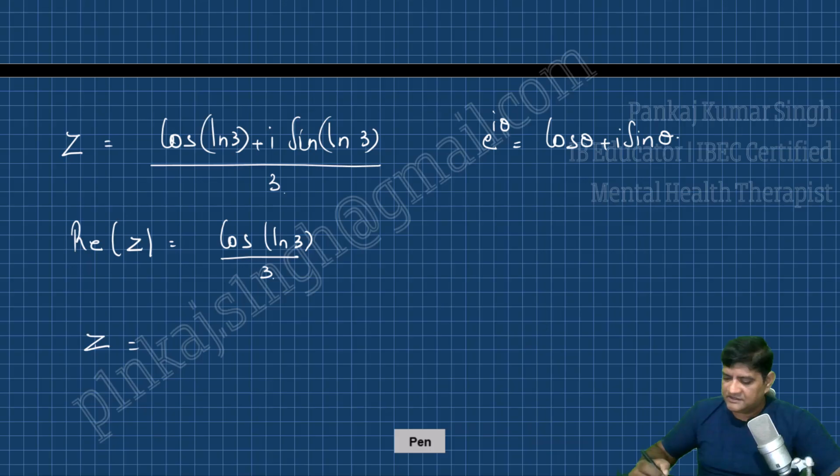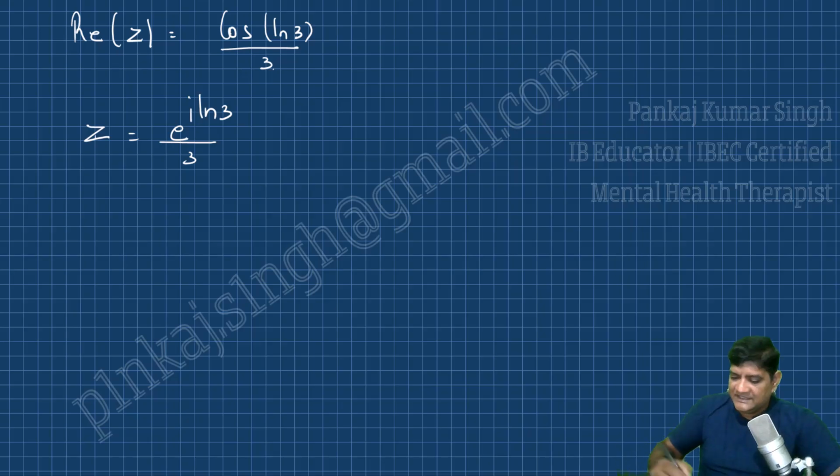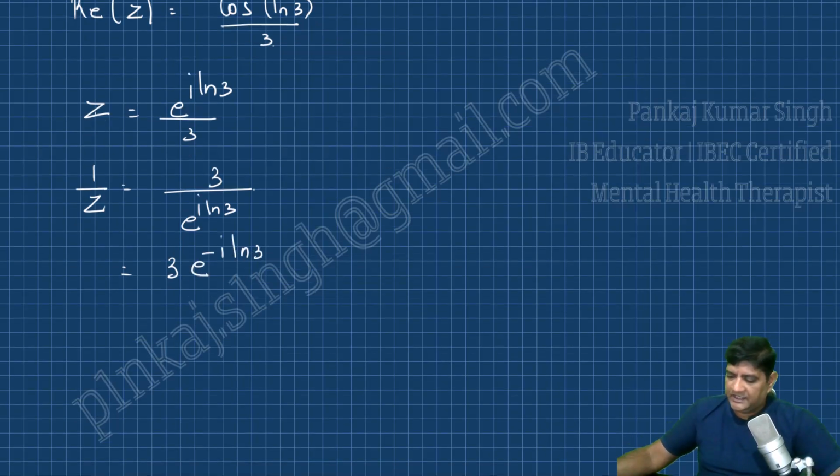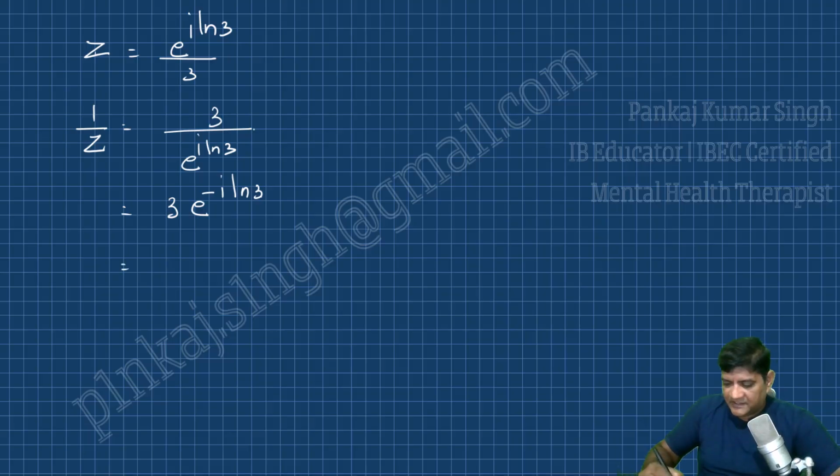Now I know that z is equal to e to the power of i ln 3 divided by 3, and therefore 1 over z is going to be equal to 3 divided by e to the power of i ln 3, or I can write this as 3 into e to the power of negative i ln 3. Again, this can further be written as 3 multiplied with e to the power of i times negative ln 3.